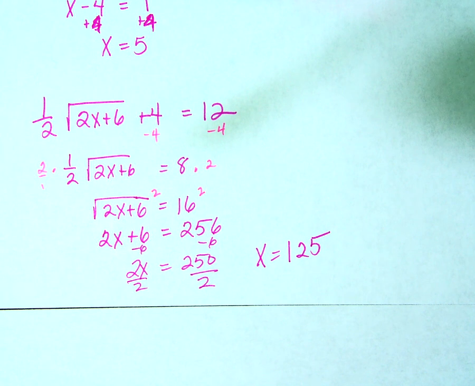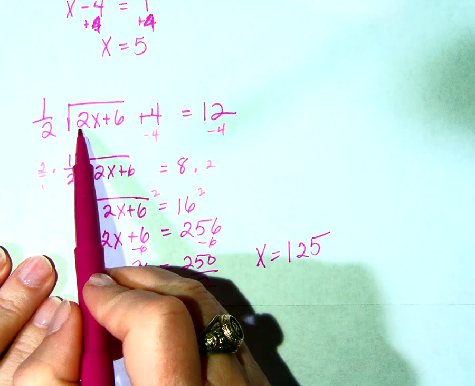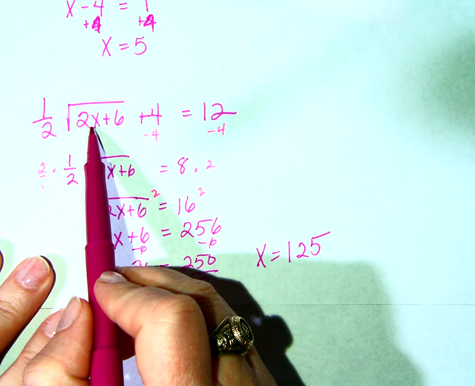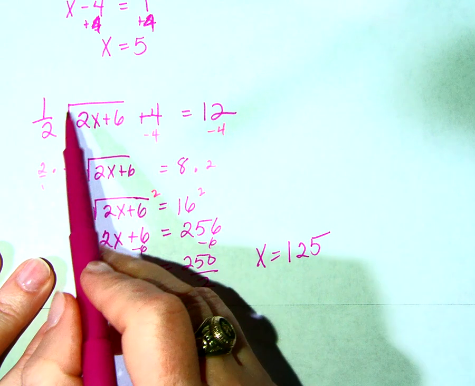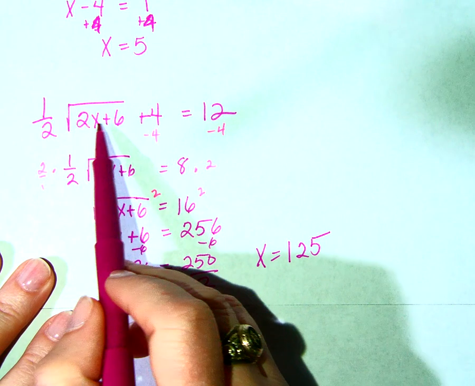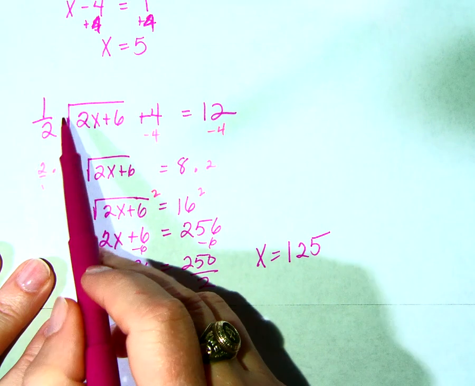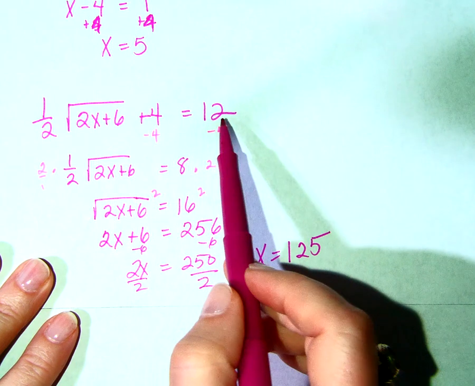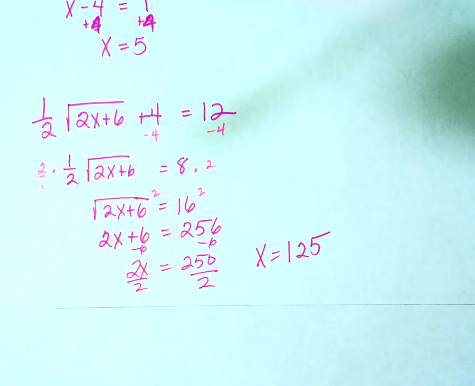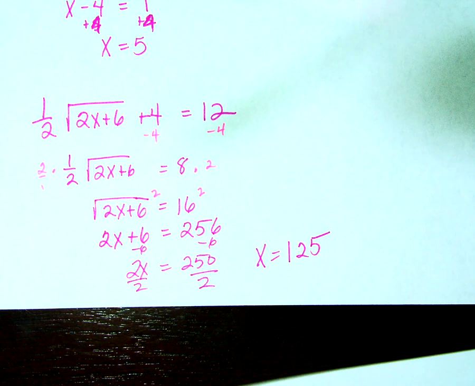Should we check it? Oh, yes. Okay. 2 times 125, 250, plus 6, 256. Square root of 256, 16. Half of 16, 8, plus 4. Does 12 equal 12? Any questions? You good so far?